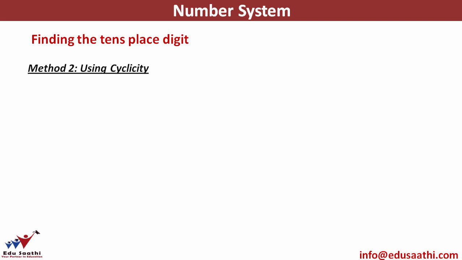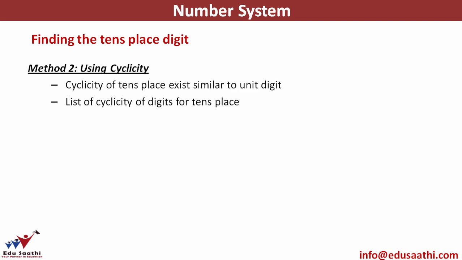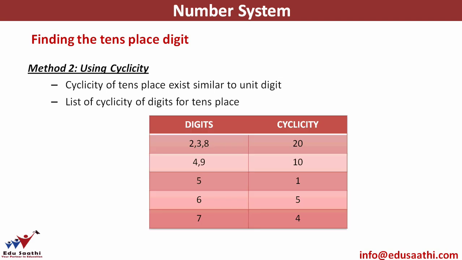The second method that we learned today is the method of cyclicity, like the one which we have used in finding out the units place. So if I look here, cyclicity of the tens place exists similar to the units place digit. The list of cyclicity of digits for the tens place is as follows. We are not going to derive all those things. We have already done it for the units place. We'll only remember the results.